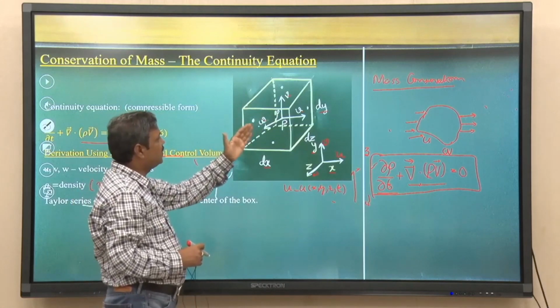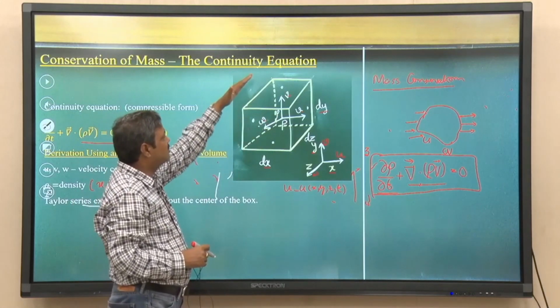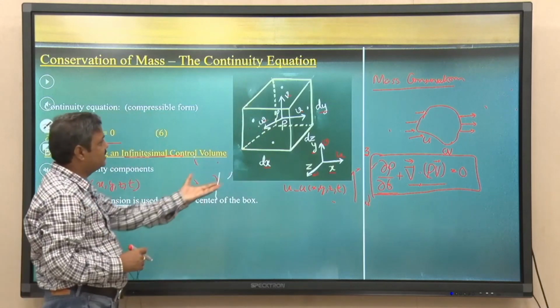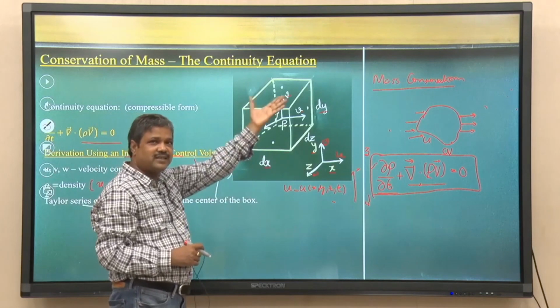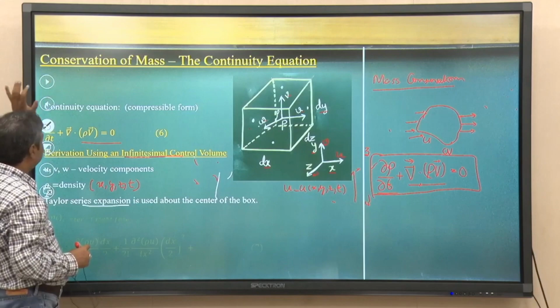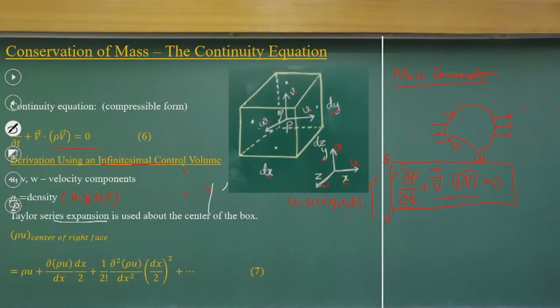There is a front face, the rear face, top, bottom, left side and the right side. So, if you look at this, it has 6 faces. This is what we are having, the 6 faces. For these 6 faces we are deriving this part.